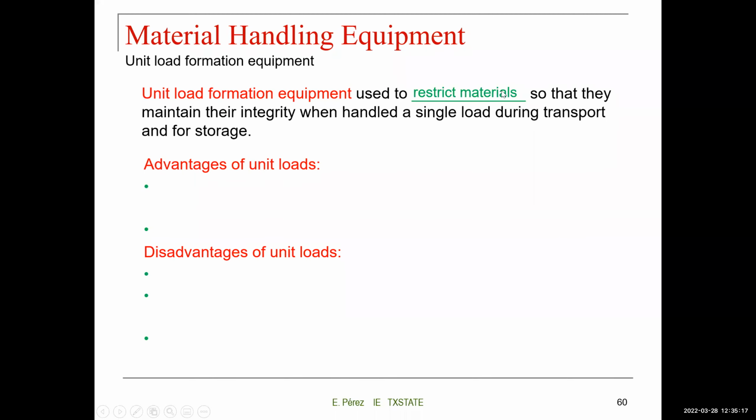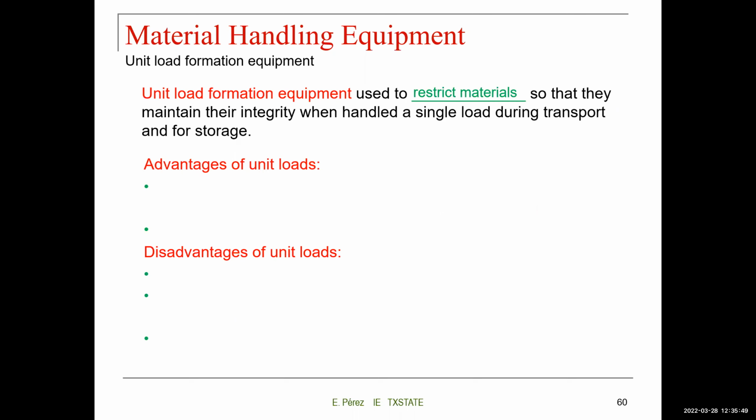Okay. So positioning equipment, and now we're going to talk about unit load formation equipment. This is used to restrict materials so that they maintain their integrity when handled as a single load during transport and storage. The easiest way to remember this is using a pallet, right? You have this pallet, you're going to be putting items one on top of the other, and then you're going to form a single unit by putting those items together. And then you can move that pallet as a single unit.